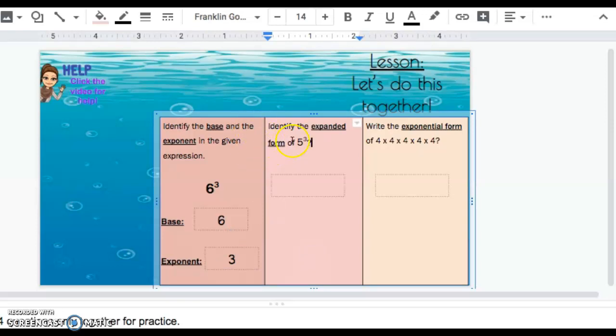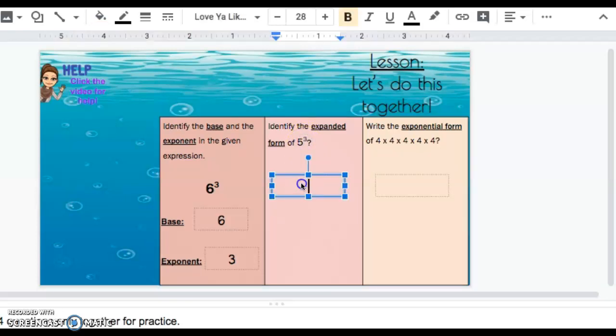Identify the expanded form. So remember now, expanded form is when you're taking that exponential form and you're stretching it out. You're taking whatever that base is and multiplying it by itself as many times as the exponent tells you. And remember, your exponent is that little number. So that's a 3 if I notice that. So my base is the number that I'm using. That's the big number. That's the number that I'm going to be using in my expanded form.